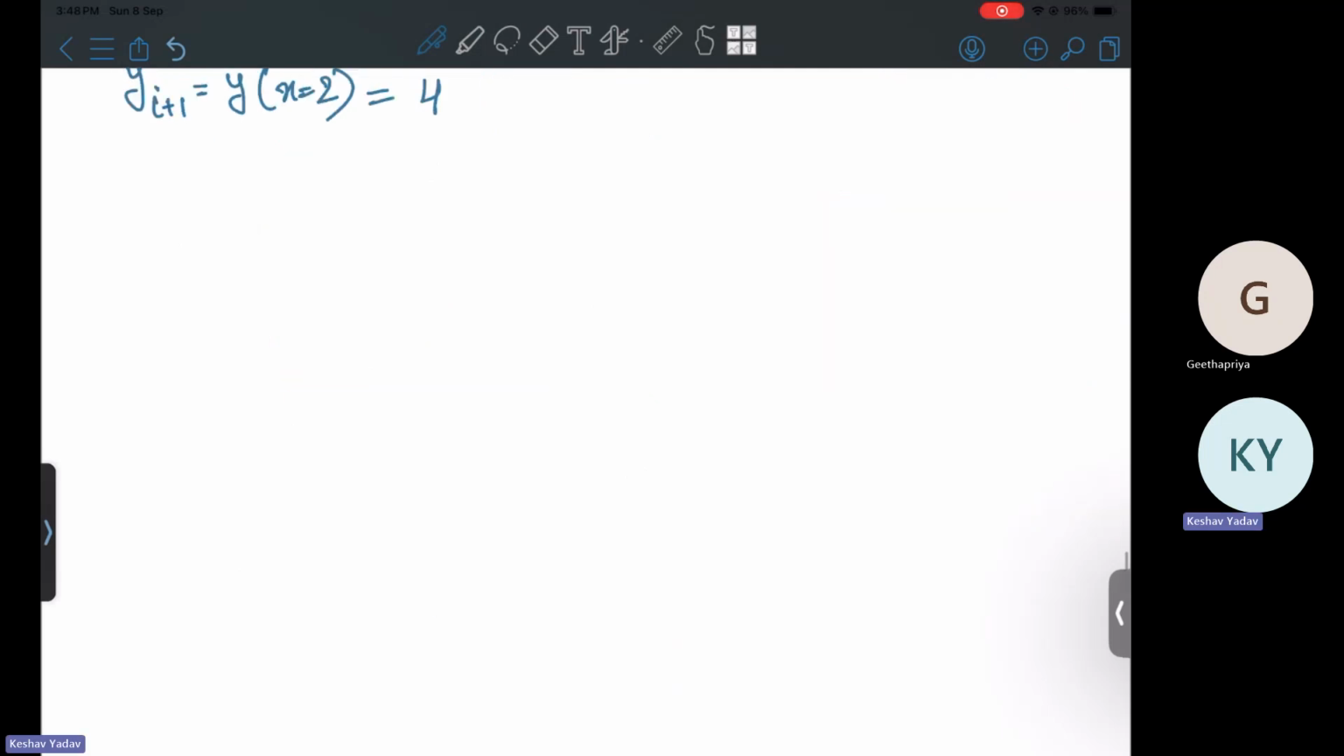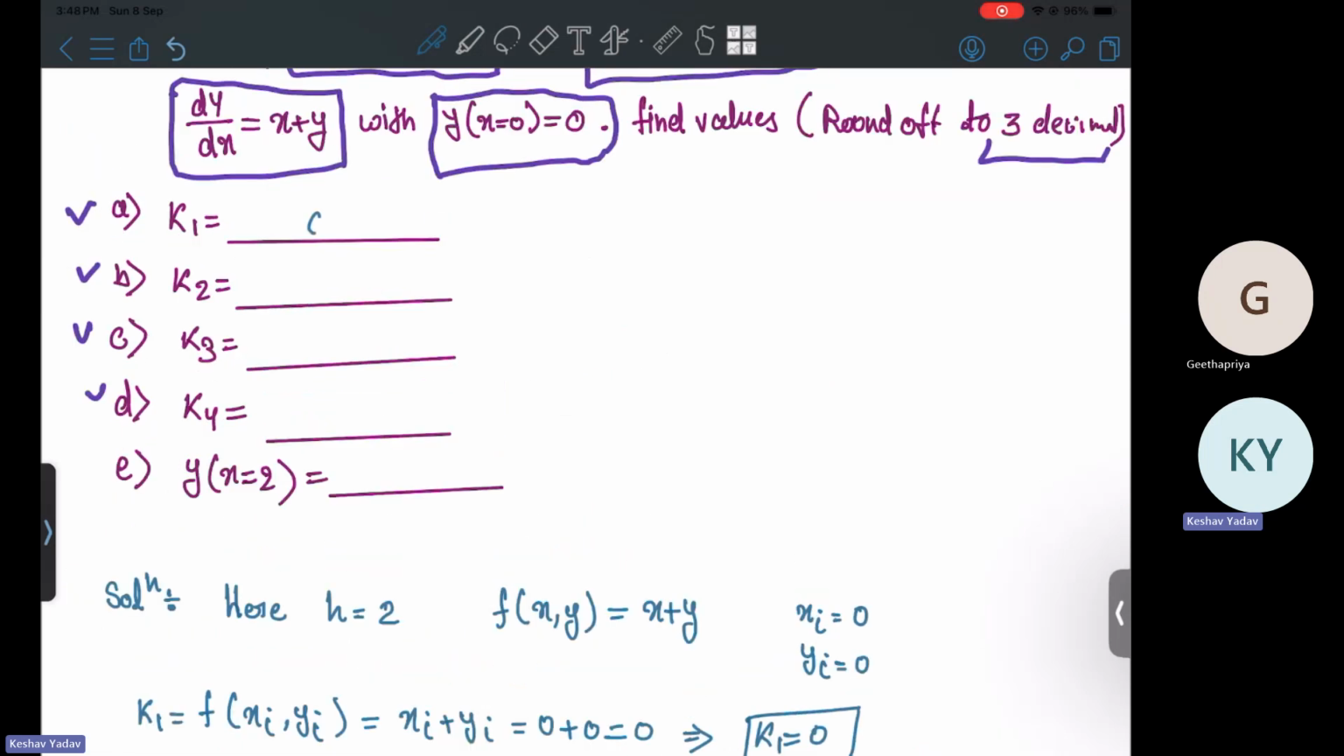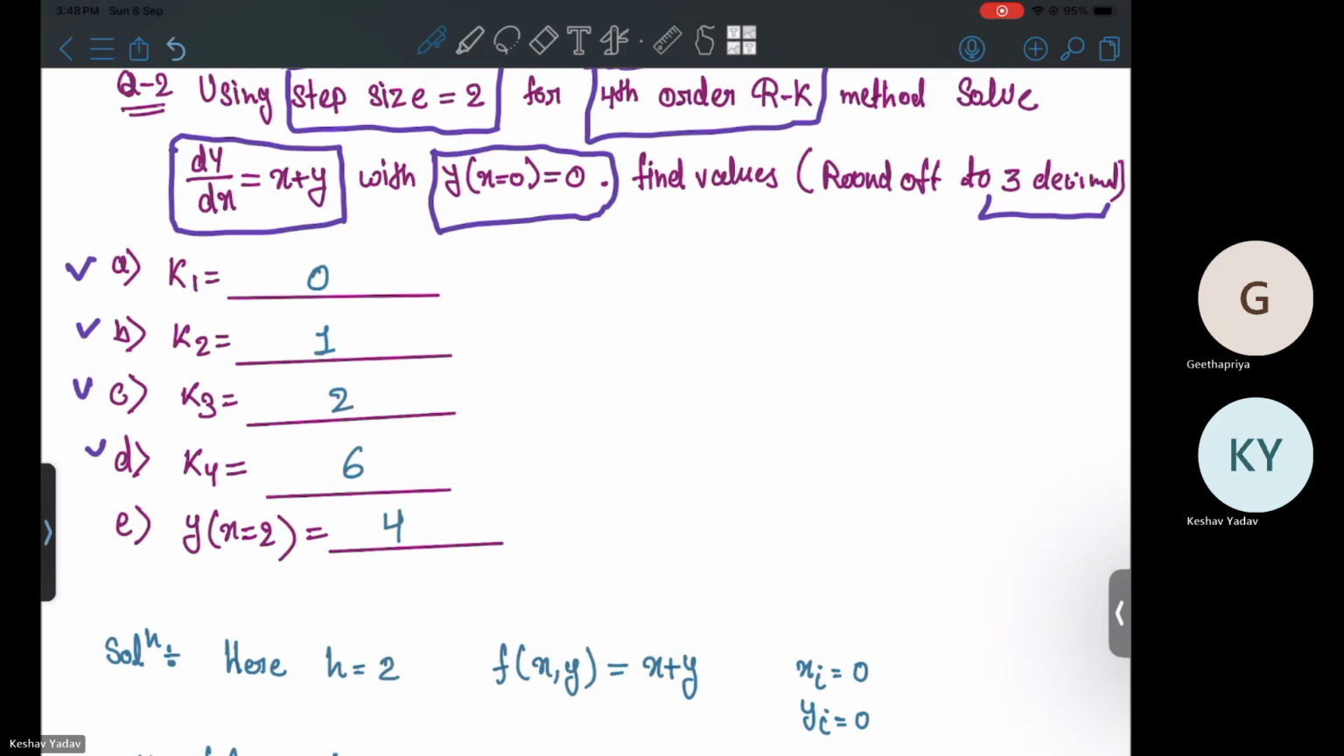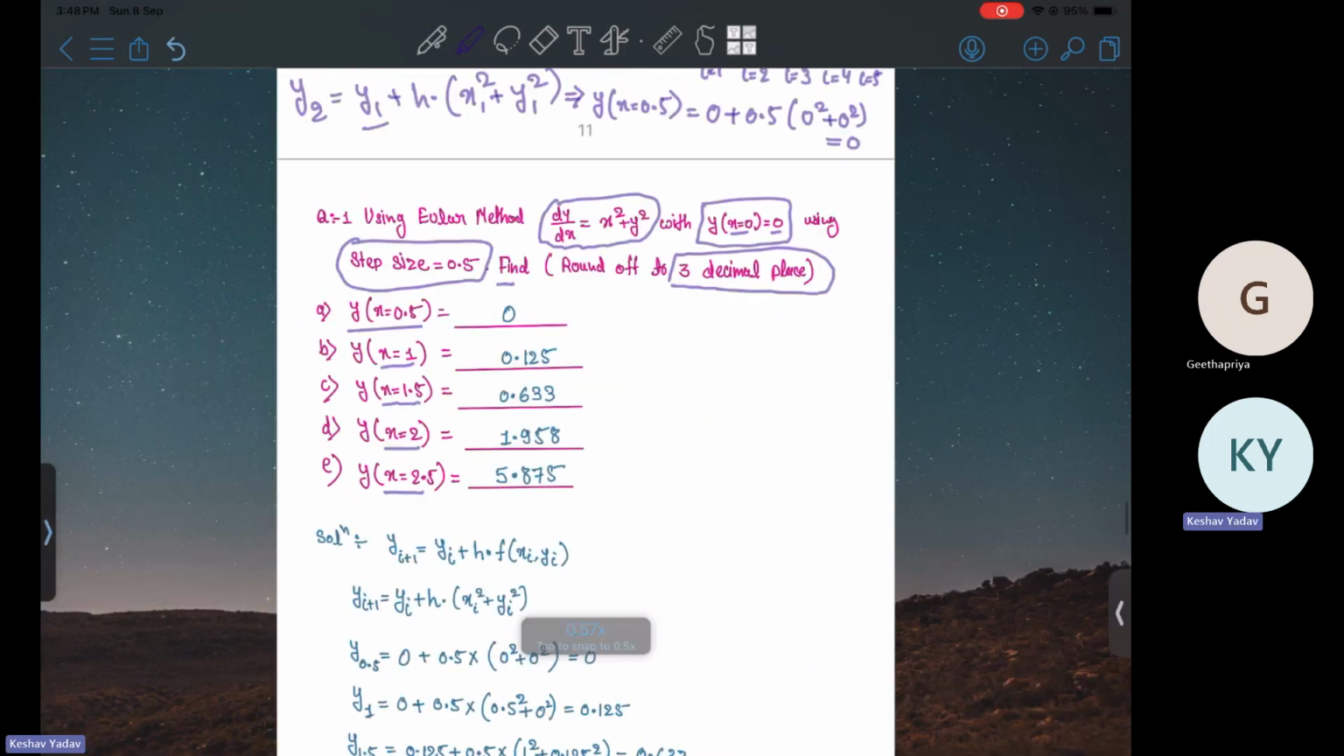So the answer will be what? Here it will be 0. This will be 1. This will be 2. This will be 6. This will be 4. Clear? You see here also I have solved it. Right? Okay. So now we'll move ahead in our discussion.